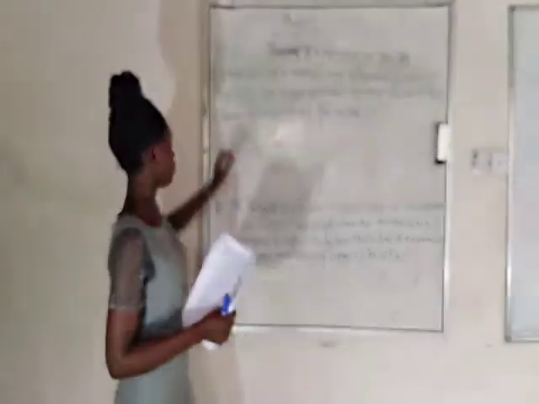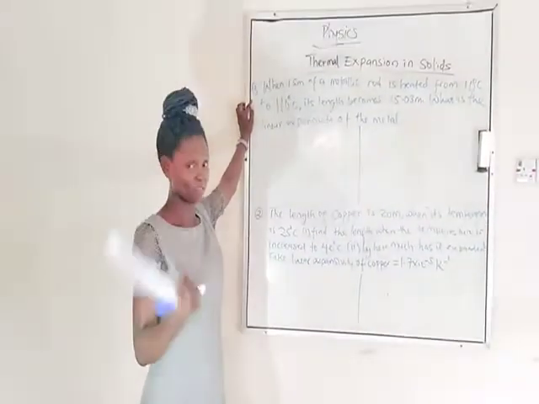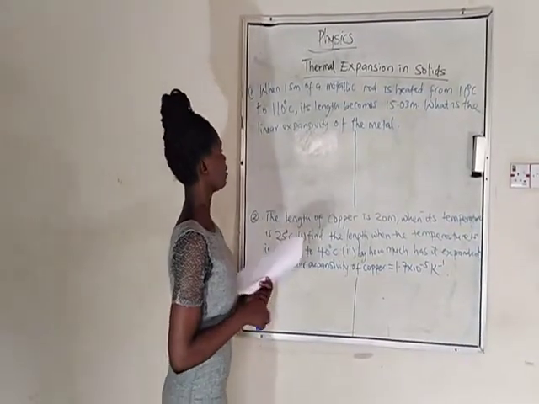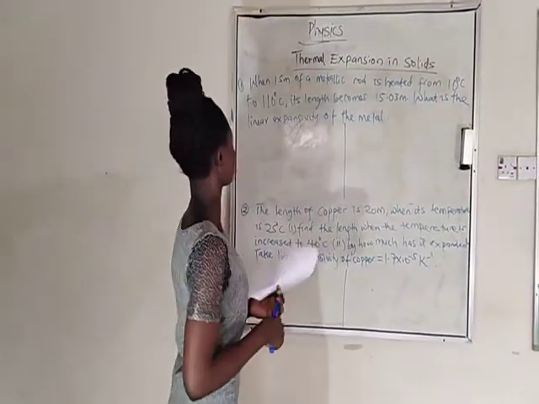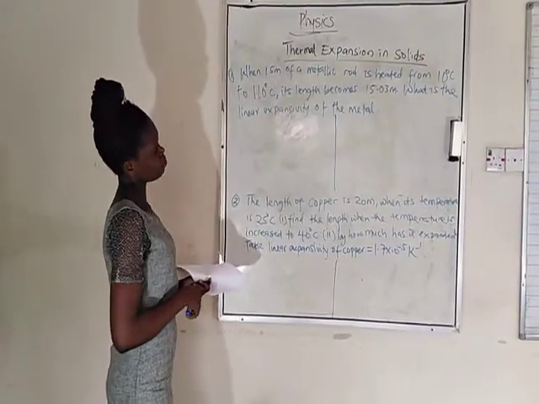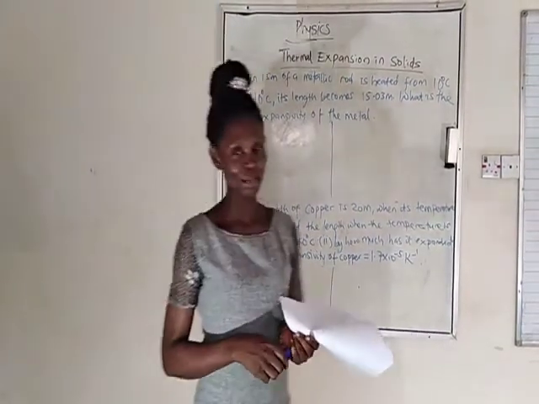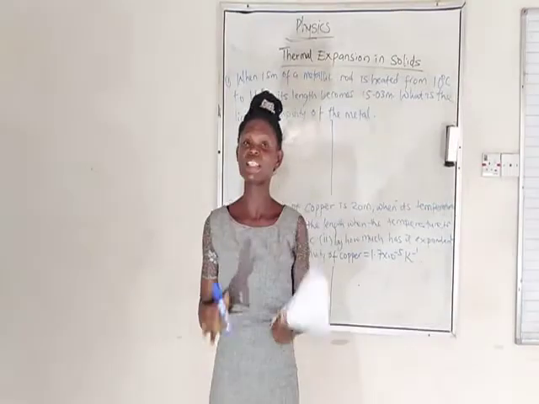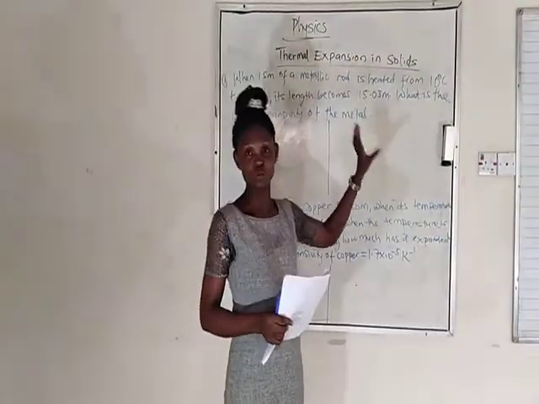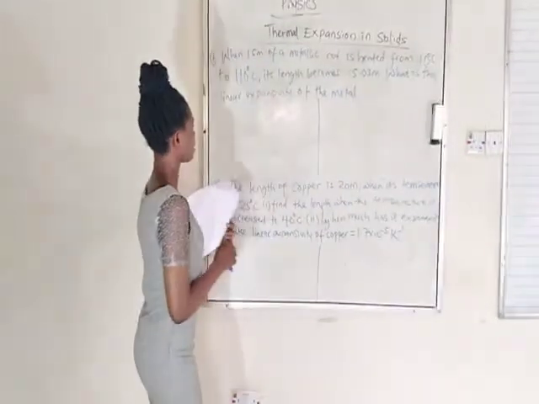Okay, looking at the board, we have a question here where we are going to apply the formulas we have derived so far. Question number 1. When 15 meters of a metallic rod is heated from 10 degrees Celsius to 110 degrees Celsius, its length becomes 15.03 meters. What is the linear expansivity of the metal? Which therefore means that different metals have different expansivities. For this particular metal, they've not told us what metal this rod is made of. We are the ones to derive the expansivity of that metal.